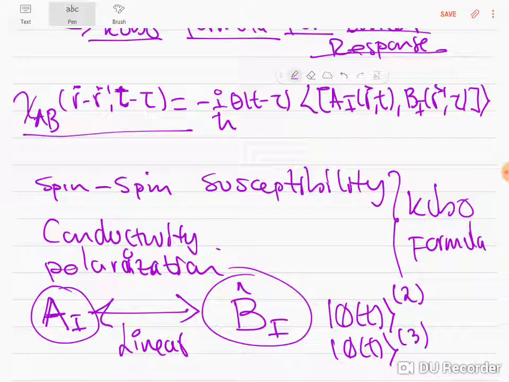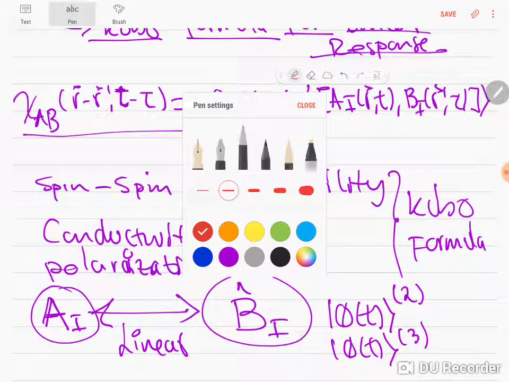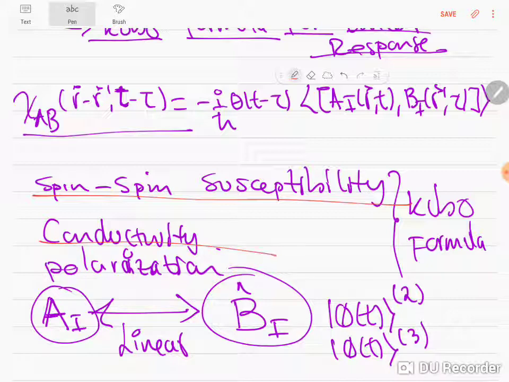So in the upcoming videos I will discuss these applications: spin, conductivity, polarization, and what you can do with the Kubo formula. For now, that's all, and thanks for watching.